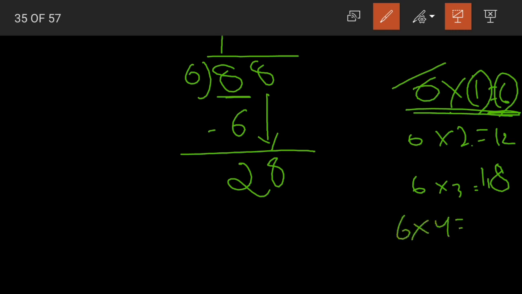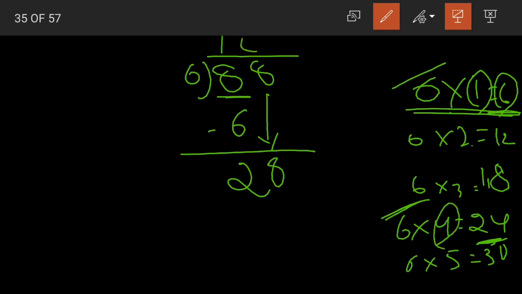Now we have 6 4s are 24 and 6 5s are 30. We do not have 28 in the 6 table. It comes between 24 and 30. Yes children. So which number should we go with? 24, because it is the smaller number. 6 4s are 24. So 4 is written in the quotient, and 24 is written just below our 28. What will be our next step? To subtract. Yes. 8 minus 4 is 4.